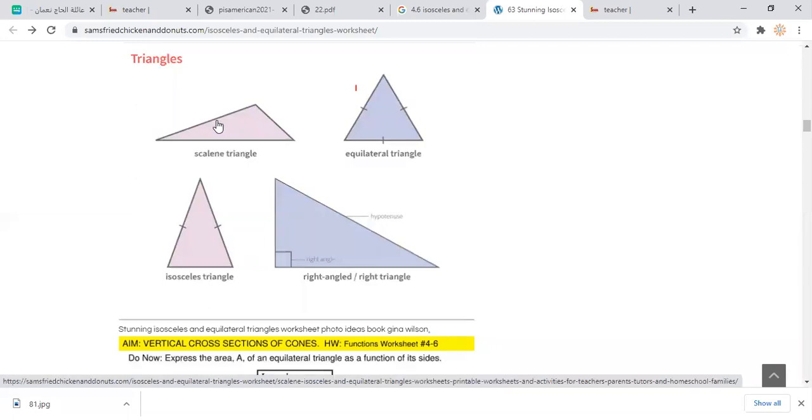So we have the triangle, we have the equilateral triangle, and we have the scalene triangle and the isosceles triangle. We have also a right triangle. This right triangle is a scalene triangle. And also we can find a right angle with an isosceles triangle. What do you know about the equilateral triangle?